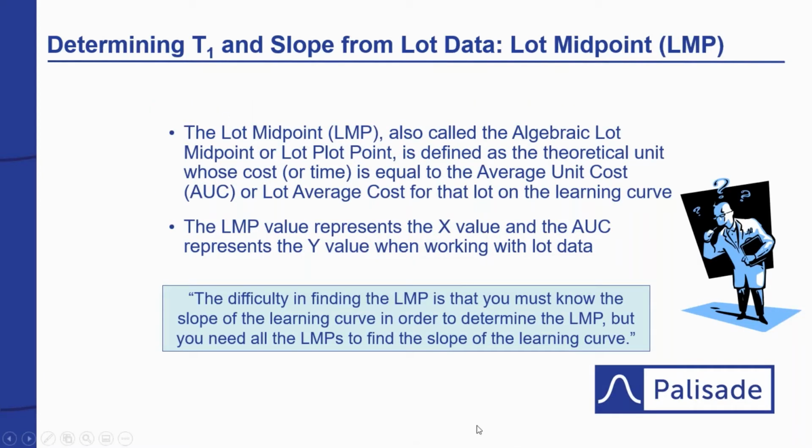And here's the rub. The difficulty in finding the lot midpoint is that you must know the slope of the learning curve in order to determine the lot midpoint. But you need all the lot midpoints to find the slope of the learning curve. There's the circular logic. If you read that through again and again, your head's going to start spinning because you go, all right, I need to find the lot midpoint. How do I find a lot midpoint? You need the slope. Okay, what's the slope? I can't tell you unless you tell me what the lot midpoints are. And that's basically what that bumper sticker is saying.